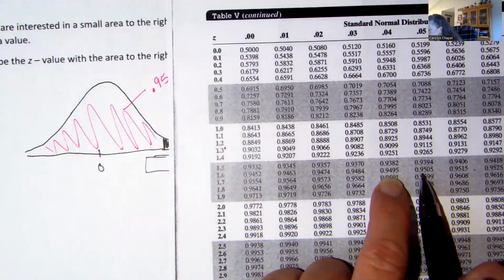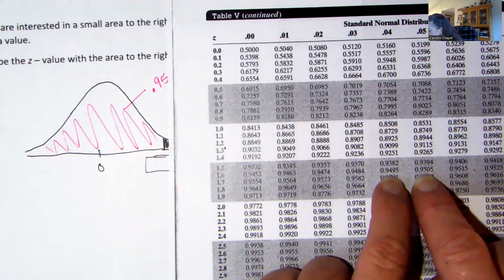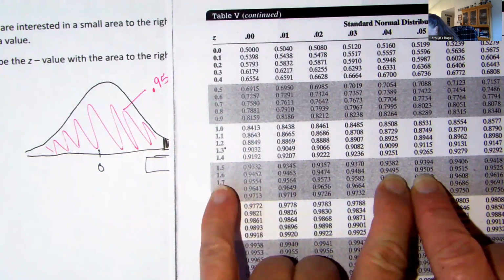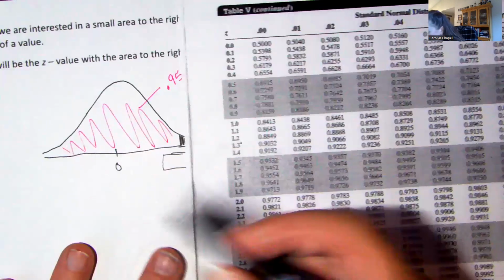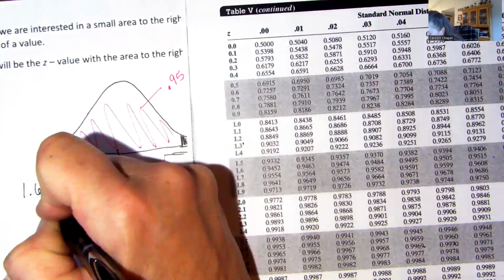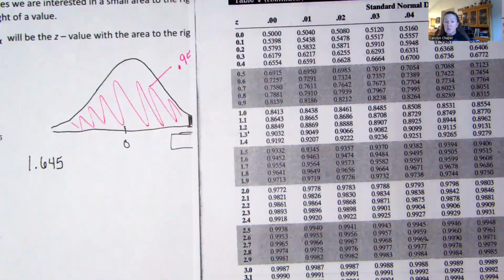Now I would choose the Z value that is the closest. Okay, these two are equally spaced. So I will actually just take halfway between them. So this is like 1.6, and this is 4 and 5. So halfway between gives me 1.645. There are technologies out there that will do this to a much more accurate degree. But in this video, we're going to just concentrate on getting used to this table, and how to manipulate it and how to use it.